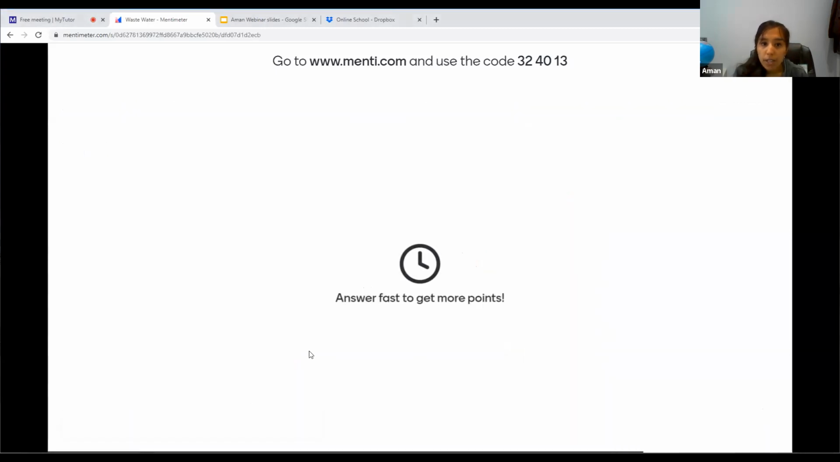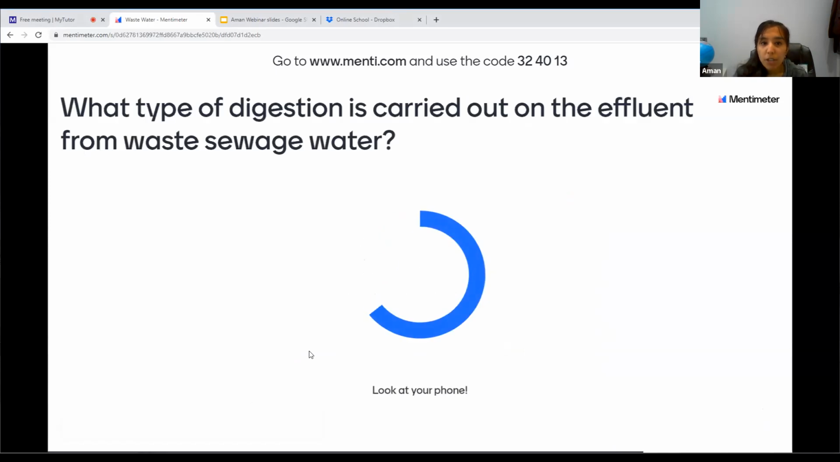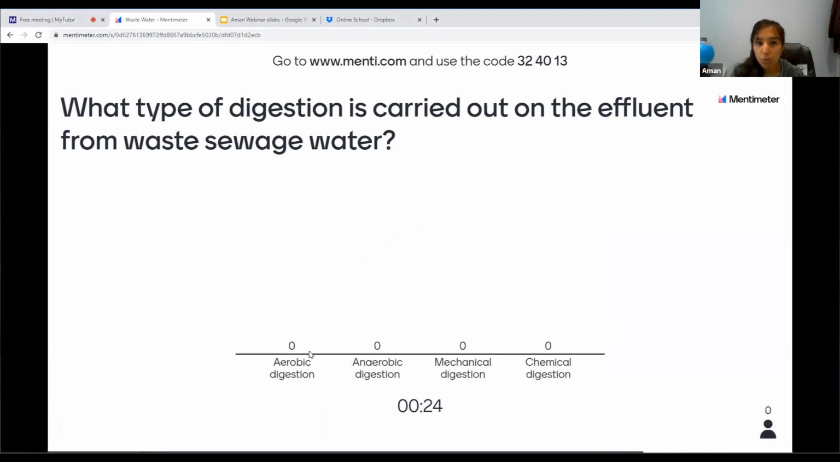The next question then is on the screen. What type of digestion is carried out on the effluent from waste sewage water? So this is quite a difficult question. If you try and remember the flowchart I showed last week, you'll remember that when we try and purify sewage, we split it into the solid and the effluent, which is the liquid layer. And there's a specific type of digestion that bacteria carry out on that liquid layer. Which of these do we think it is?